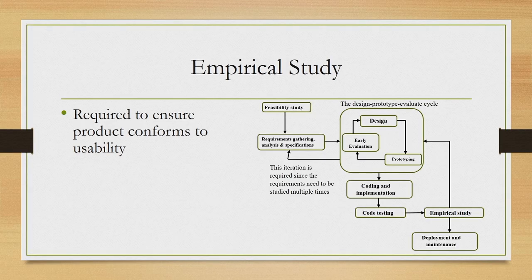The other important stage is empirical study. Once the system is implemented and code is tested, that means the system gets executed without any flaw, we still need to know whether this overall product is usable or not. Code testing will not give us that knowledge. Instead, what we need to do is to get it tested with the end users again. And that requires a systematic and scientific approach, which is generally called empirical research or empirical study. This is required to ensure that the product conforms to the usability requirements.